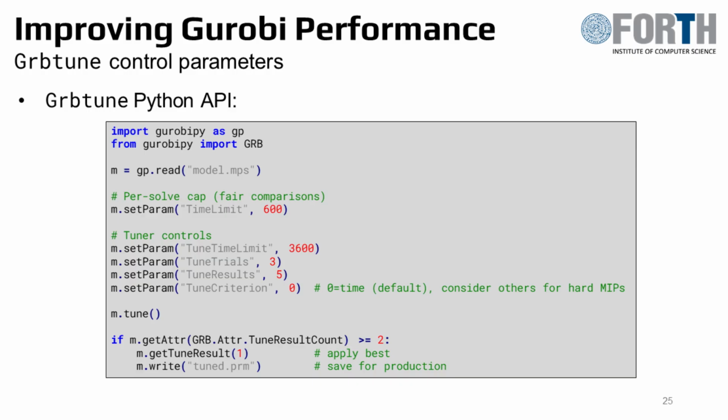After setting these parameters, we call the tune method. At this point, Gurobi begins a structured experimentation over parameter combinations. Finally, once tuning completes, we check how many parameter sets were found. If at least 2 configurations are available, we retrieve one using getTuneResult and write it to a parameter file. This file can then be reused in production runs.